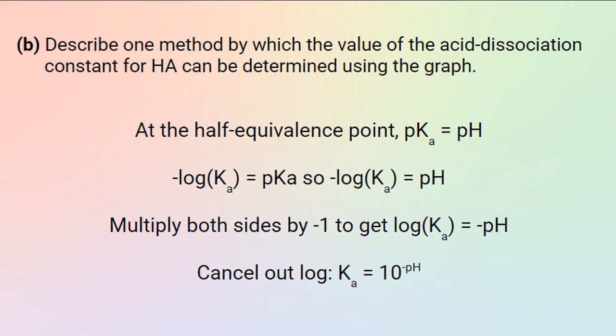We also know that pKa is equal to negative log of Ka, so we can substitute pKa in that equation with pH to get negative log of Ka equals pH. To cancel out the negative, we multiply both sides by -1 to get log of Ka is equal to negative pH. And then to cancel out the log, we have 10 raised to the negative pH, and that is how we find our acid dissociation constant for HA.